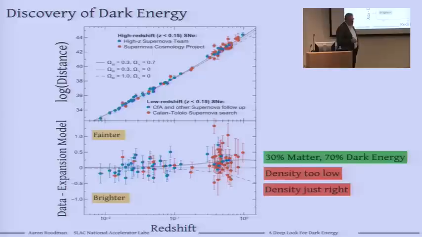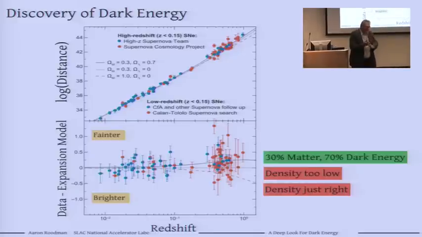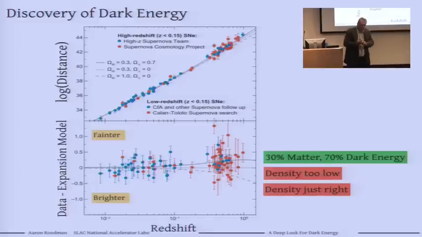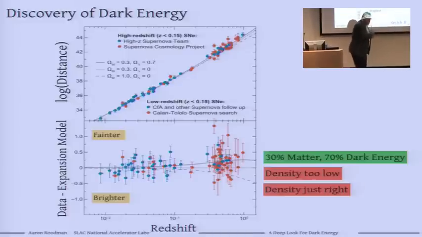and they're consistent with something else entirely. And the something else entirely turns out to be a universe that has a density that's just right, in some sense, but a composition that isn't all matter. A composition that is 30% matter and 70% something else. And that combination gives you a different history for how the universe has expanded, and in turn, that history controls how bright, or in this case, how dim, these distant supernovae appear.